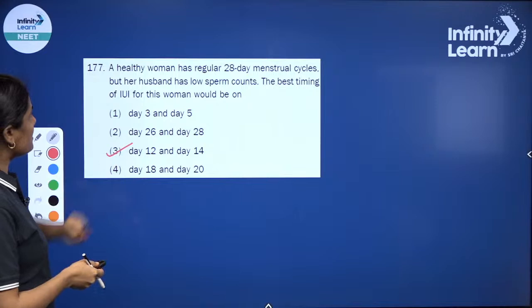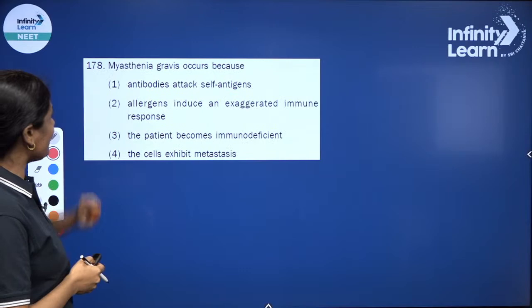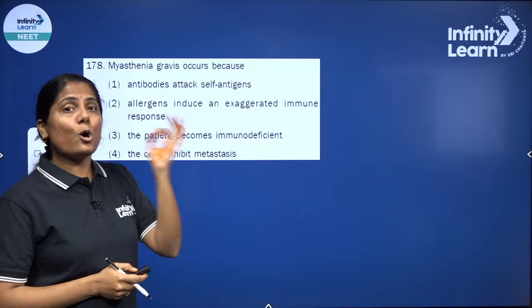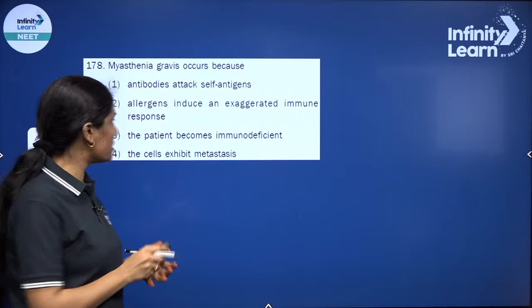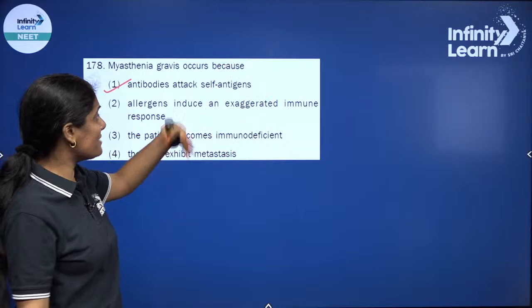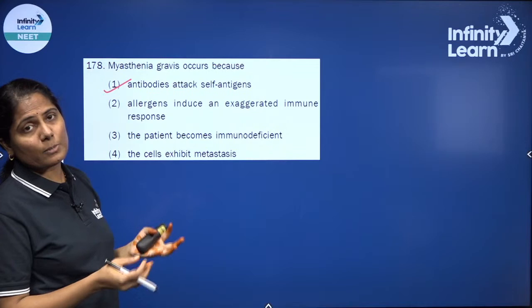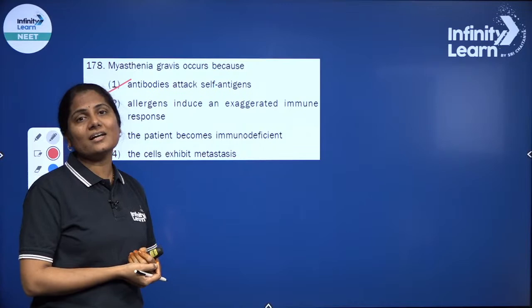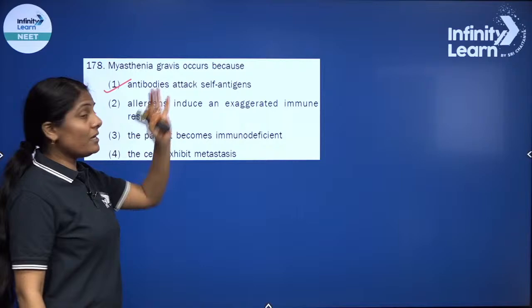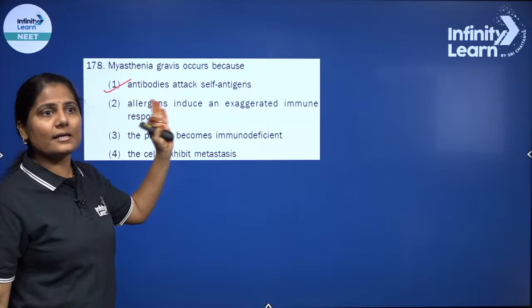And then we move on to myasthenia gravis occurs because, first of all, have an understanding that it's an autoimmune disorder. And what happens in autoimmune disorders is that antibodies are attacking self-antigens. Exaggerated immune responses are when we are talking about allergy; immunodeficiency is when we're talking about AIDS or SCID; and metastasis is something that's related to cancer, right? So understanding of myasthenia gravis being an autoimmune disorder, there you go, 10% are getting the correct answer, right?